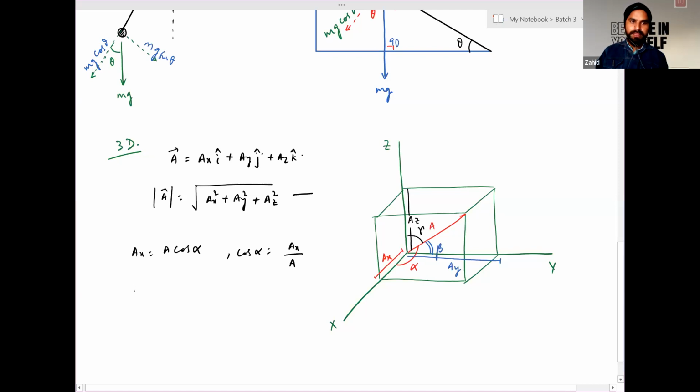Similarly, ay will be equal to A times cos beta, or cos beta will be equal to ay divided by A. And last, az will be equal to A times cos gamma, or cos gamma will be equal to az divided by A. So these are the three components of a vector with respect to the x-axis, y-axis, and z-axis.